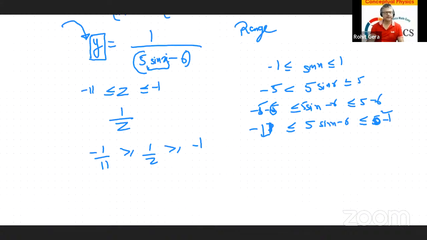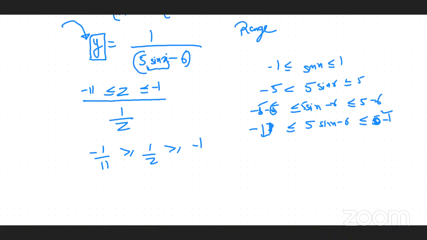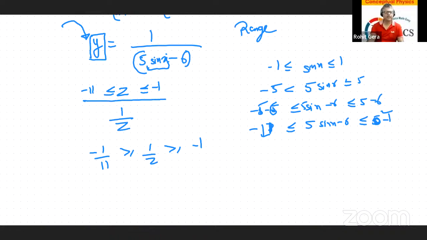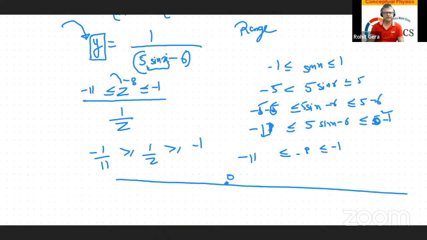Wait, have we done it correctly? Let's think. If you have a number which is -8, okay, then -11, -8, and -1. I have not used my common sense, just rushing. So this is 0, this is -8, and this is -11. So your number is between here and here.